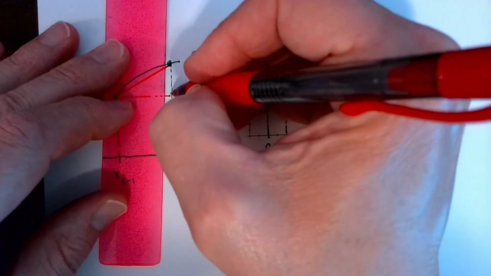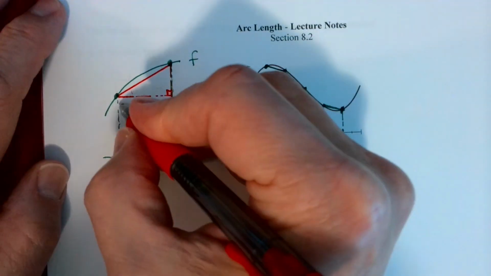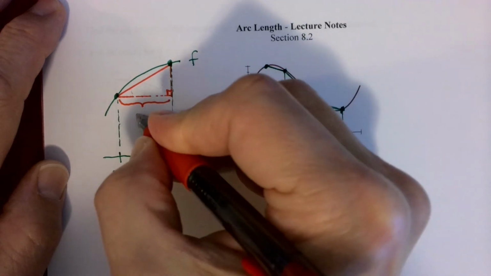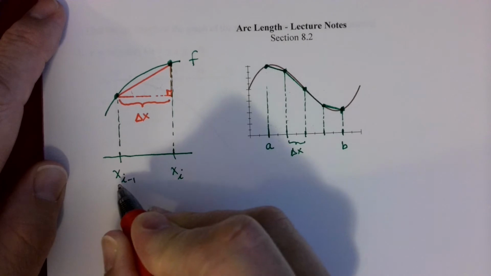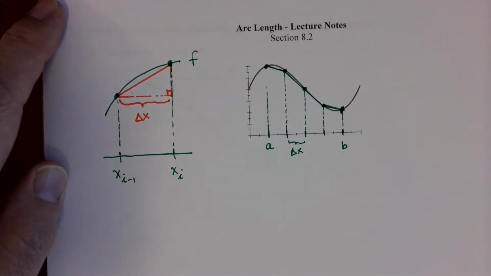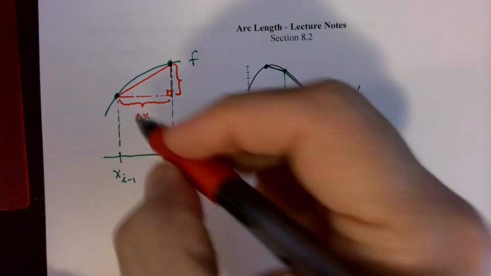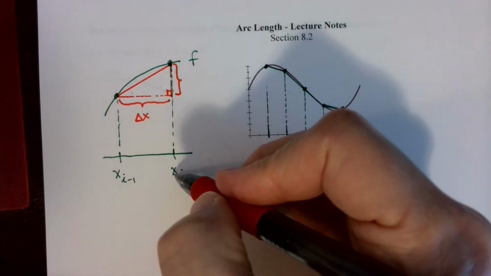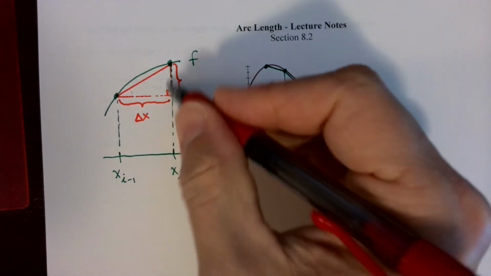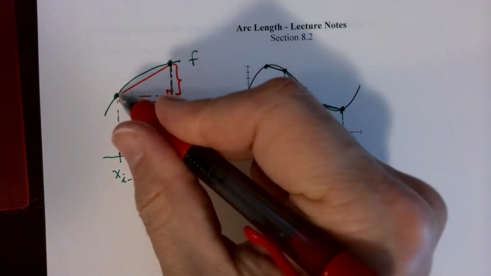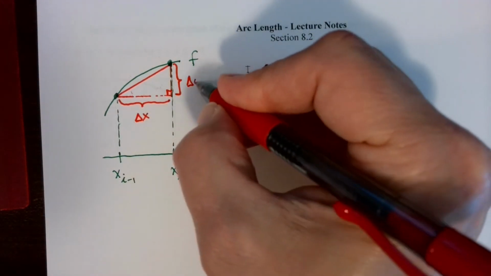I'm going to draw a little right triangle right here, and of course this is just our delta x, our change in x, which is the difference x sub i minus x sub i minus 1. Here, that's our vertical change, which we can find by what? f of x sub i, the height at x sub i in this function, minus f of x sub i minus 1. I'm just going to call that delta y, the change in y.